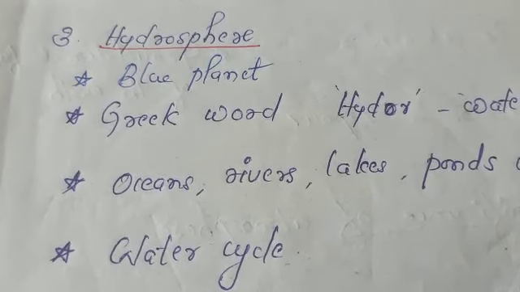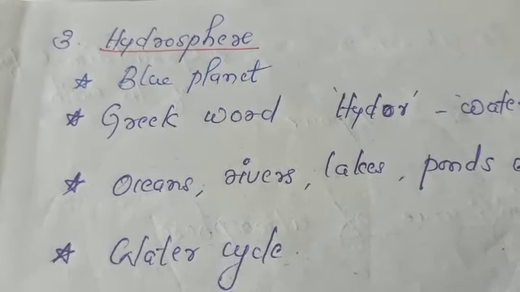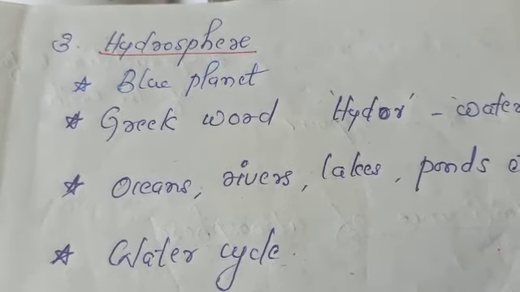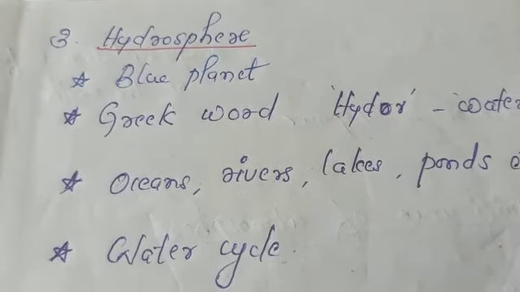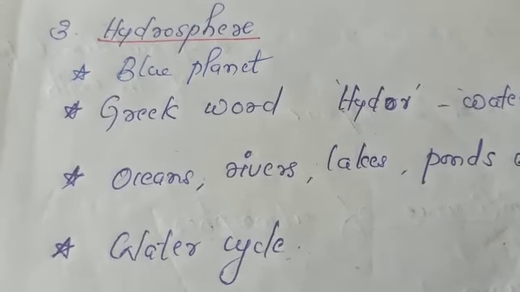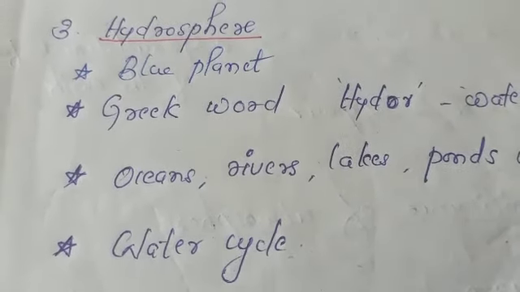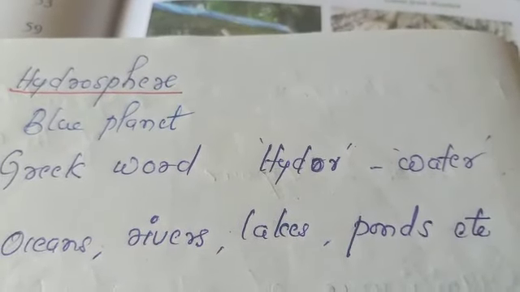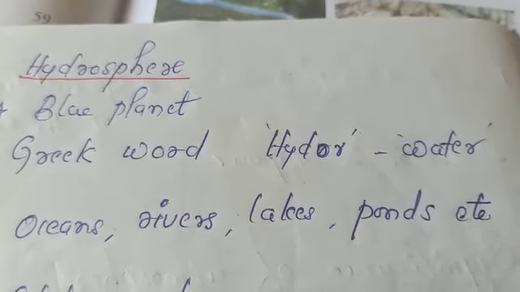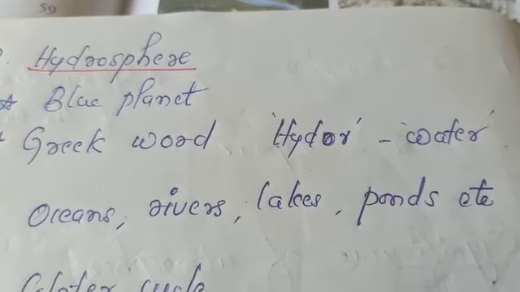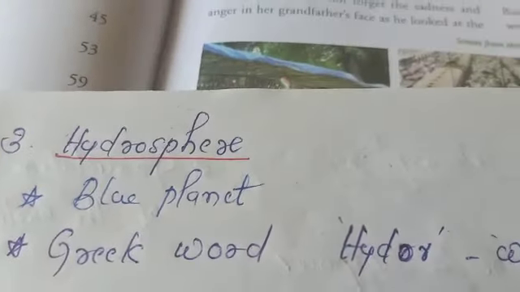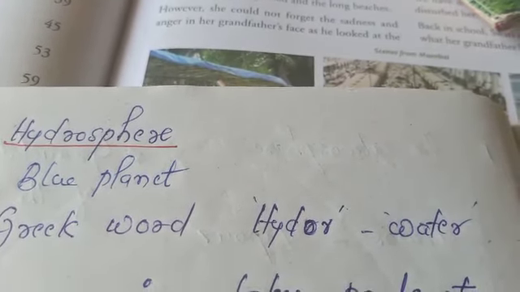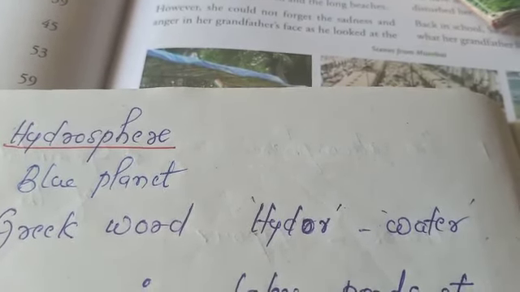Water is present in all three forms on the earth, such as solid, liquid and gas. Actually, hydrosphere consists of all water bodies on the earth like oceans, rivers, lakes, ponds, glaciers, etc. The word hydrosphere is derived from the Greek word hydro, which means water.